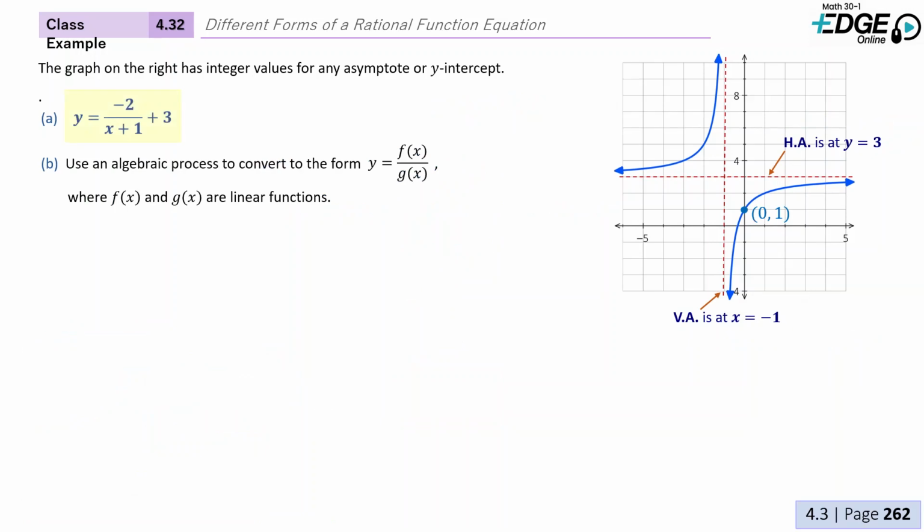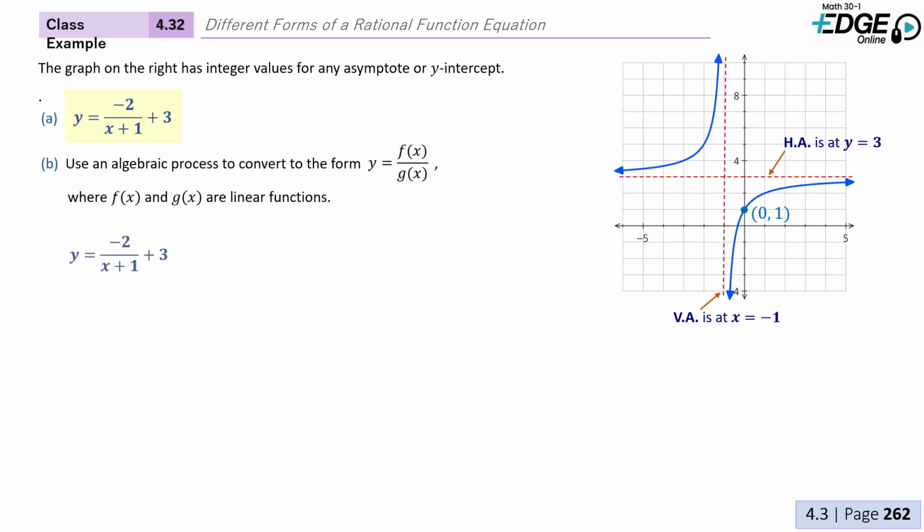All right, part B. Use an algebraic process to convert to the form y is equal to f of x over g of x, where f of x and g of x are linear functions. So don't panic about the f of x and the g of x part. That's really just saying that we're going to have some expression in the numerator over some expression in the denominator with nothing else hanging off the end like a +3, like we had here.